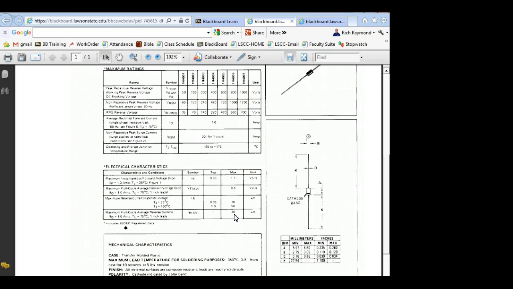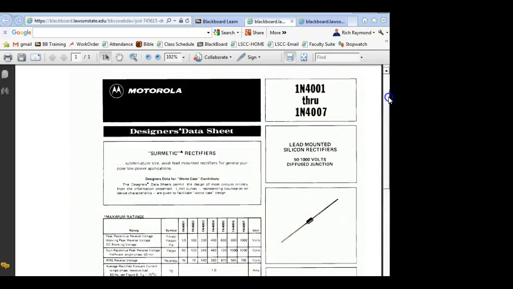So this guy's a good rectifier diode. This is the 1 amp. We call it a 1 amp diode. That's probably up at the top.